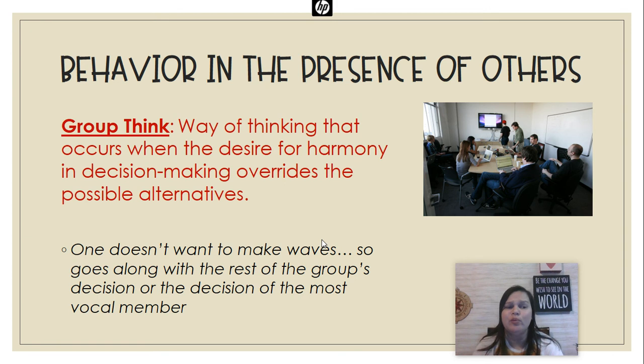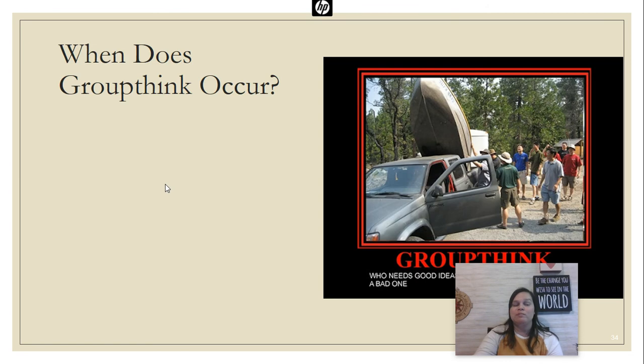Groupthink is a way of thinking that occurs when the desire for harmony in a decision making overrides the possible alternatives. So with groupthink, we have a group that's isolated in their decision making, and they want to come up with a decision so they can agree on something, but it's not always the best decision. And maybe the group is not willing to speak up because they want to try to preserve the harmony of the group. So somebody doesn't want to make waves, so they go along with the rest of the group's decision or the decision of the most vocal member.